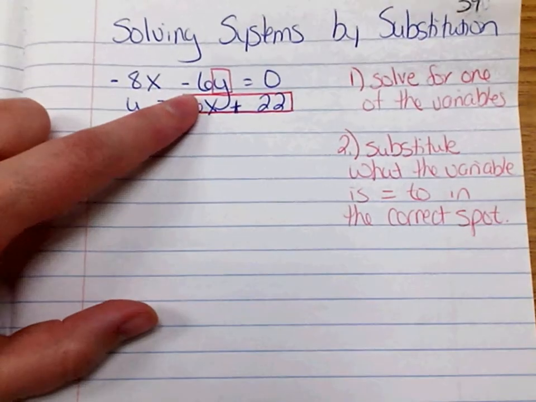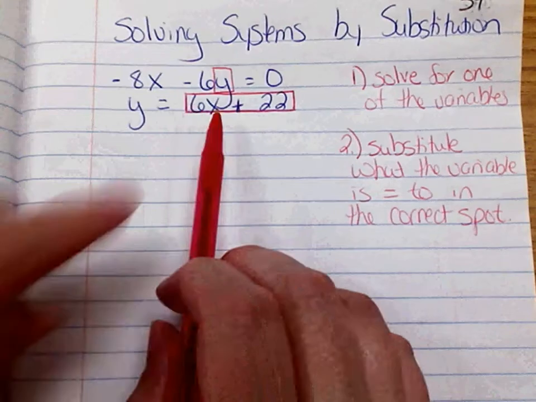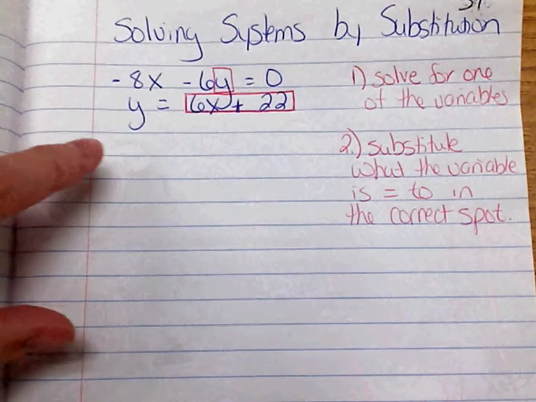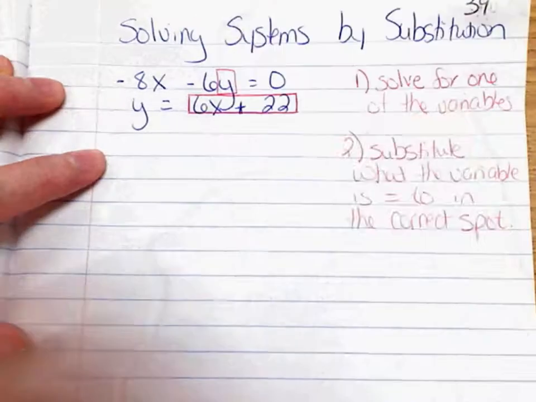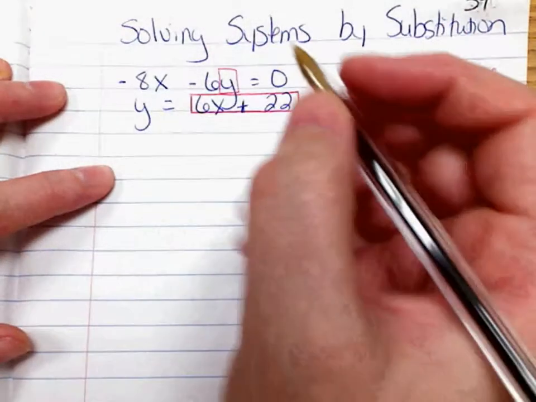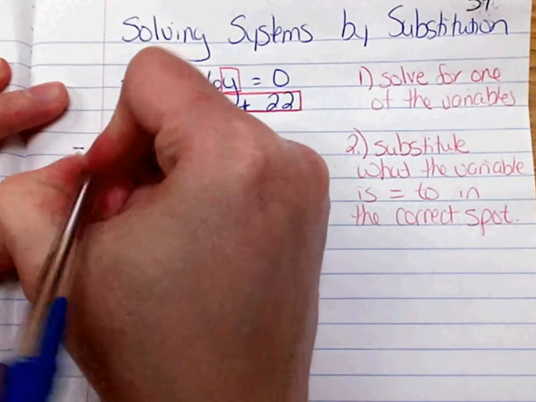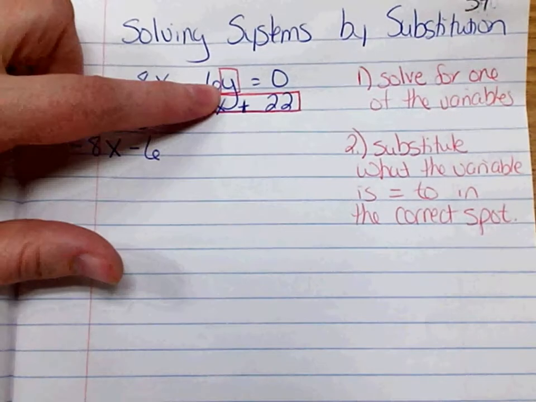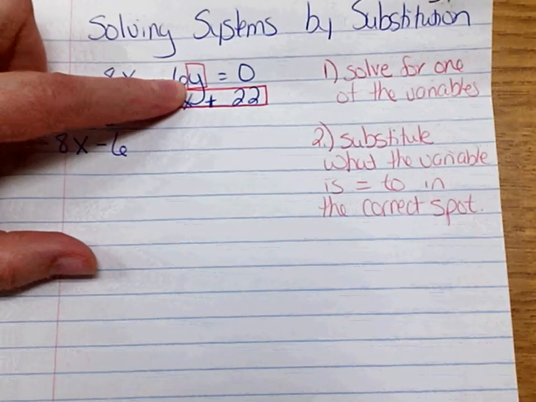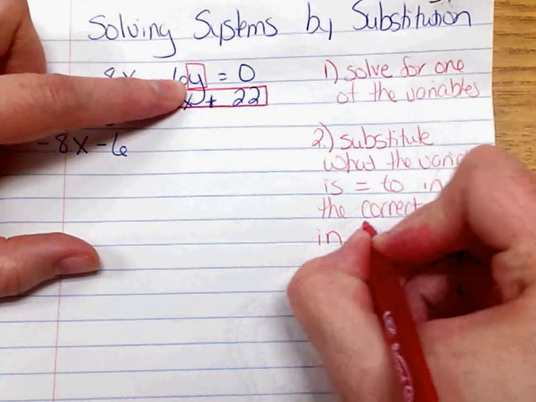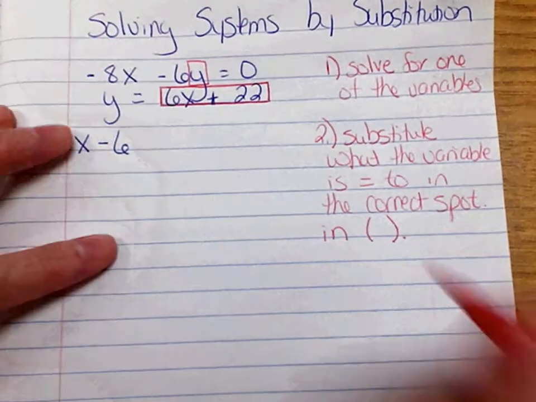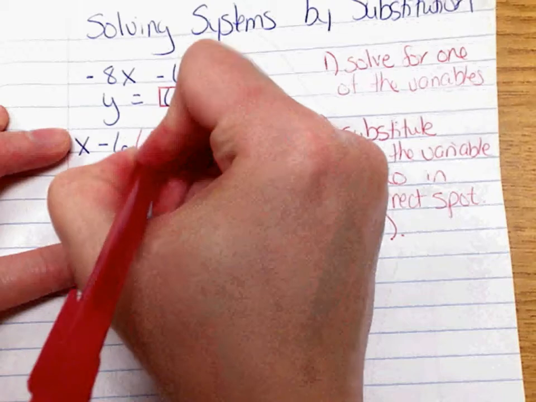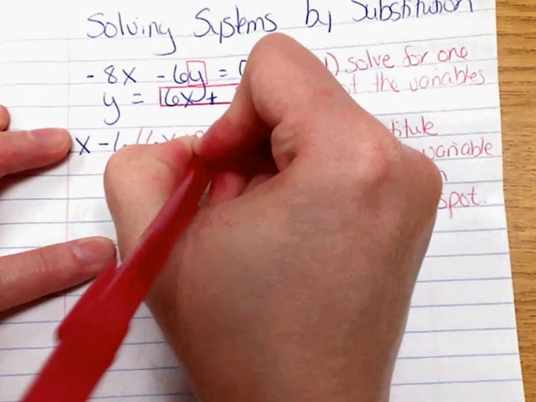So what I'm going to do is I'm going to stick this in there in that equation. So I'm going to rewrite the equation. Okay, I'm going to do this, negative 8x minus 6, but I'm not going to write y. I'm going to put in parentheses. You're going to put it in parentheses. I'm going to put this right there instead.